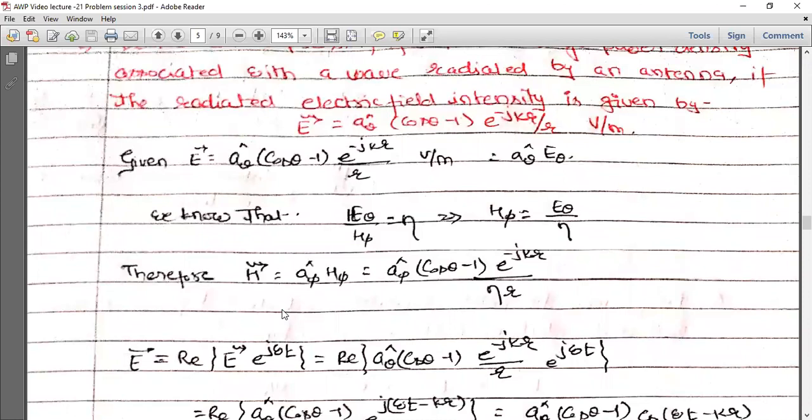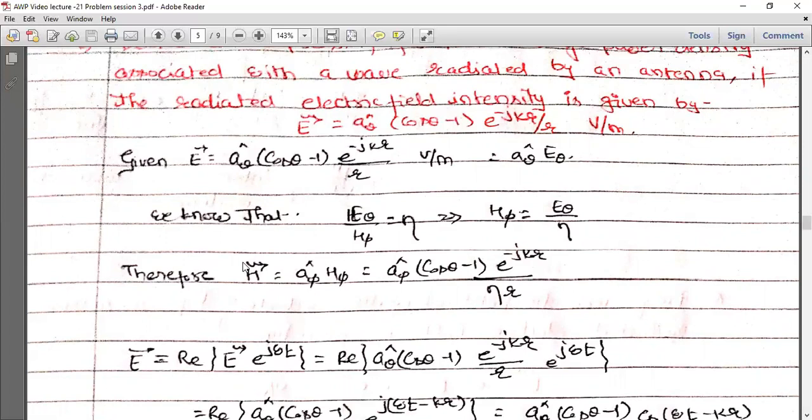So before we find the instantaneous quantity, we find the magnetic field phasor. And we know very well that when we have just a theta component in the electric field, we find only the phi component of the magnetic field, given by A phi cap H phi. And H phi will be E theta by eta. So this is the expression for E theta, and dividing by eta will give you the magnetic field intensity phasor. So this is the expression for the electric field intensity phasor, and this is for the magnetic field intensity phasor.